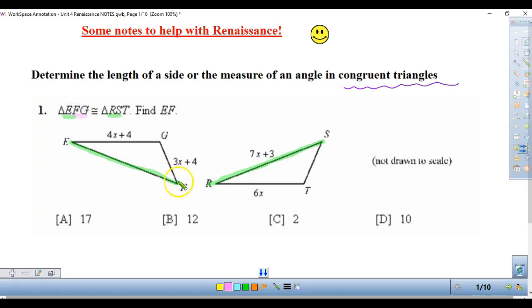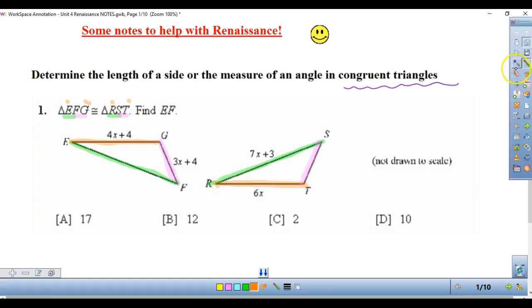Then we're going to look at the next two letters. FG means that this side, F to G, we'll get a different color, is congruent to or equal to these two letters ST. So we're going to match those up. And then the last side of a triangle in a congruent statement is made out of the first and last letters. So side EG on this triangle is going to be congruent or equal to side RT on this triangle.